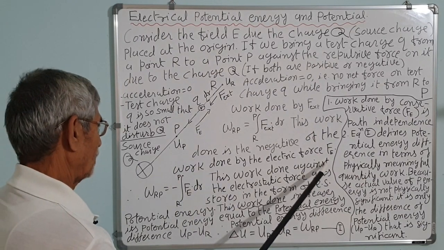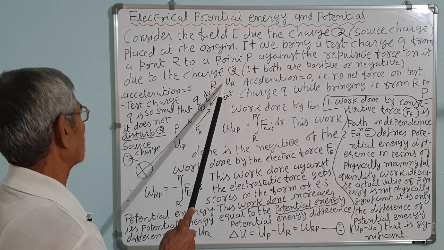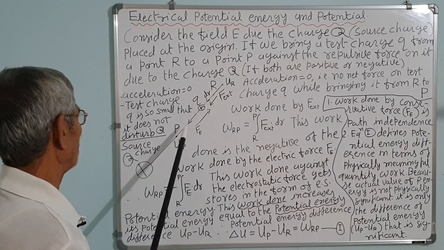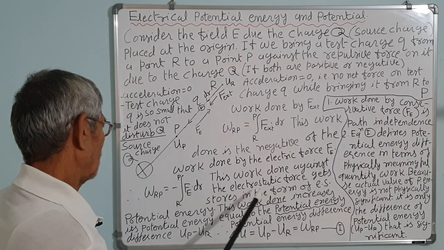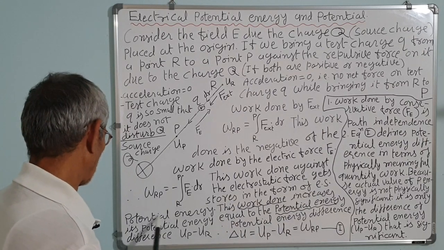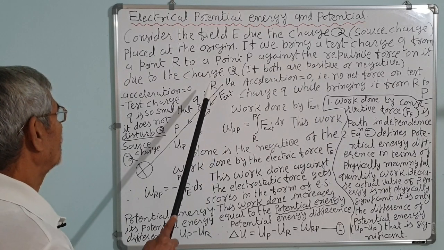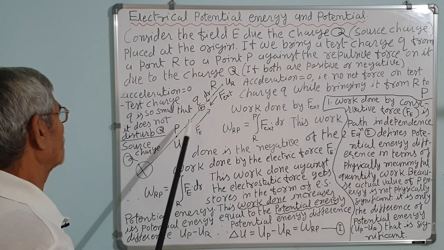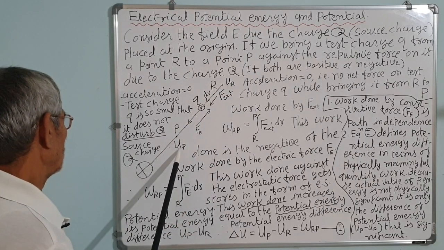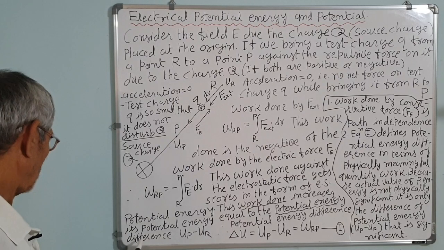This work done against the electrostatic force, this work done in bringing the charge small q from R to P, this work done is stored as a potential energy. Correct? And it gets stored in the form of electrostatic potential energy. This work done increases its potential energy. Whatever potential energy at R and whatever potential energy here, say this is UR and UP is greater, it increases the potential energy of a charge.